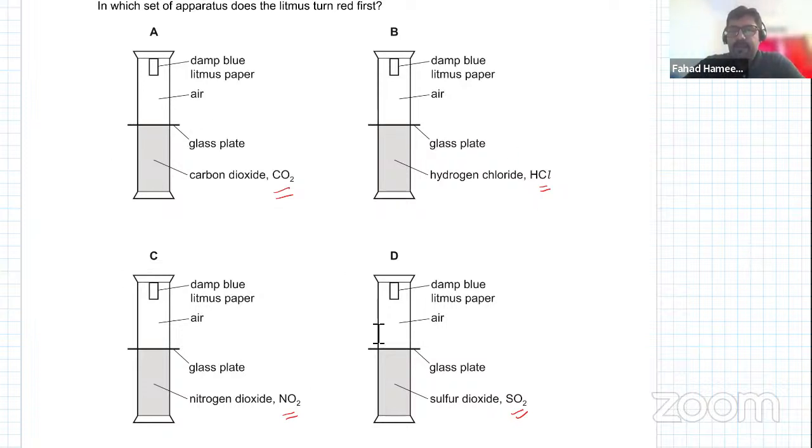Well, when you remove the glass plates, which gas would travel quickly to the litmus paper? Hydrogen chloride, because it's the lightest. Okay, so it is the lightest. This is 36.5. The other ones are probably oxygen 16 plus 16 plus 14. This is very heavy, 32 plus 16 plus 16. Very heavy, that's 44.